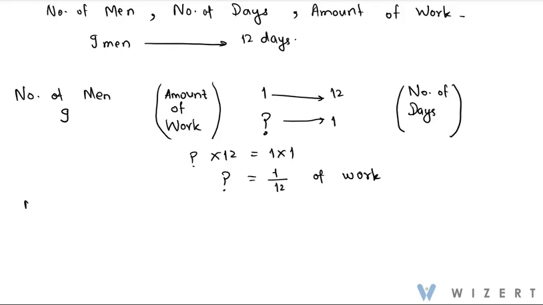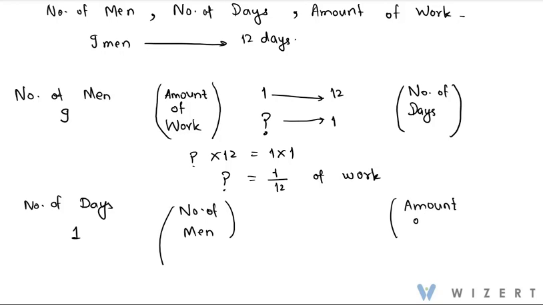Now we keep the number of days constant at 1, and we will vary the number of men and the amount of work. So 9 men can do 1/12 of work in one day.